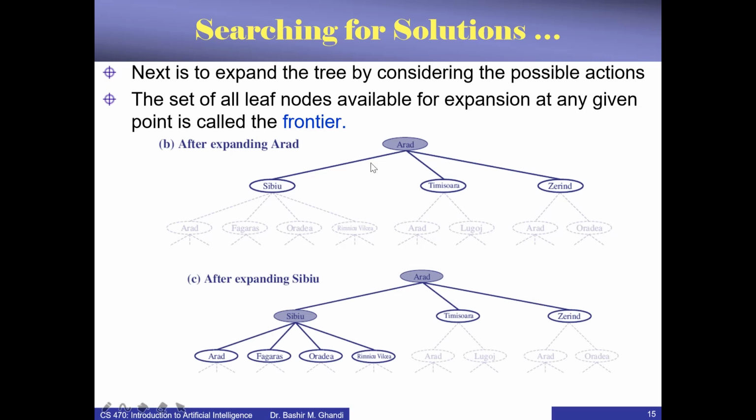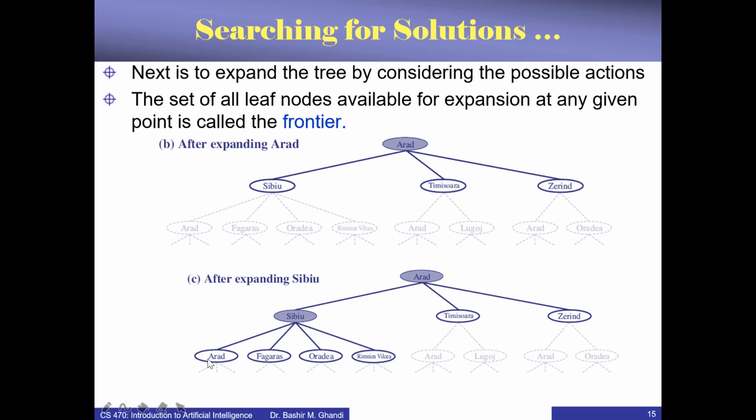So for example, one strategy, after expanding Arad to the three different possibilities, will choose Sibiu and try to explore it again. So in that case, we will have four different places we can go to from Sibiu. And you may probably notice that Arad is one of them, because obviously there is a link between Sibiu and Arad. From Arad, we can go to Sibiu. From Sibiu, we can come back to Arad. And the other three cities that you can go to from Sibiu.